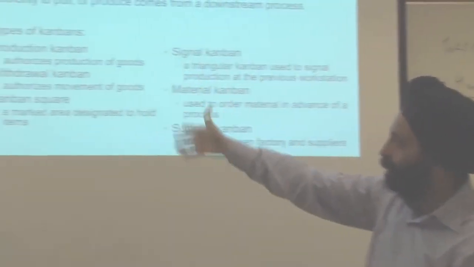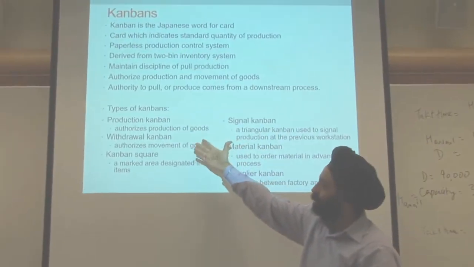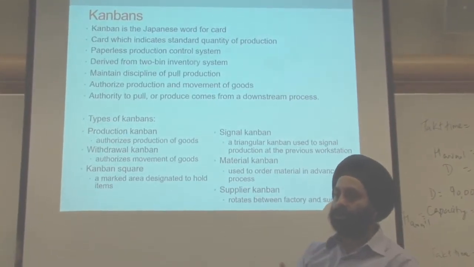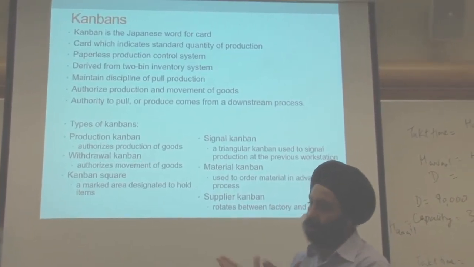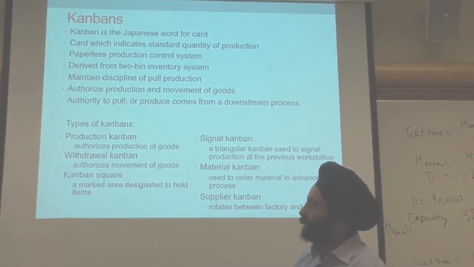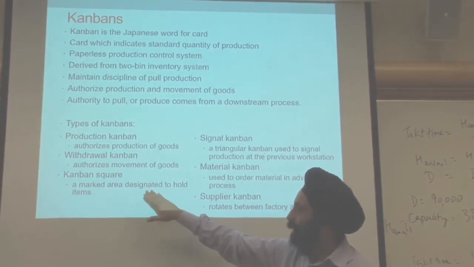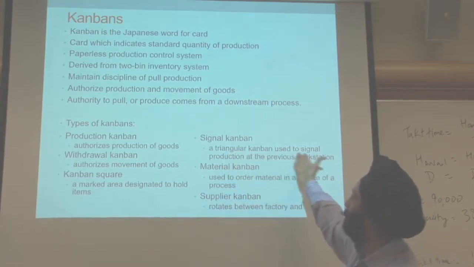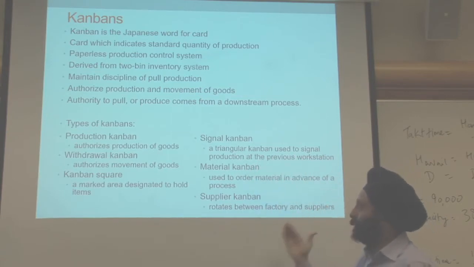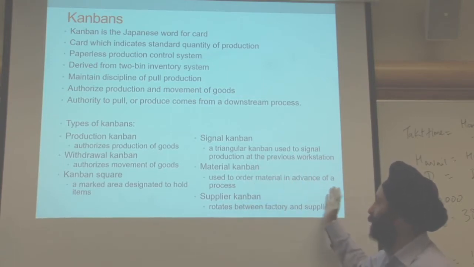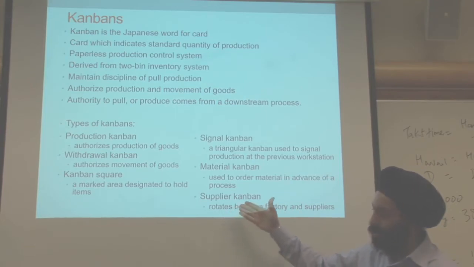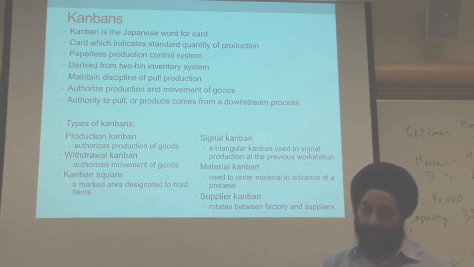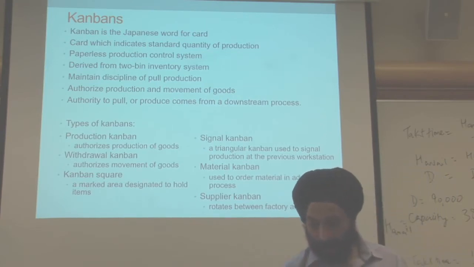Authorized production and movement of goods, and authority to pull or produce comes from the downstream process, from the customer side. The different varieties of Kanban: production Kanban, which authorizes the production of goods. Withdrawal Kanban authorizes movement of goods from warehouse to the shop floor, or from one workstation to another workstation. Kanban square is a marked area designated to hold items on the shop floor. Signal Kanban is a triangular Kanban used to signal production at the previous workstation. And material Kanban is used to order material in advance of a process. Then you have supplier Kanban, which rotates between factory and supplier, maybe going with the truck or with the order itself.